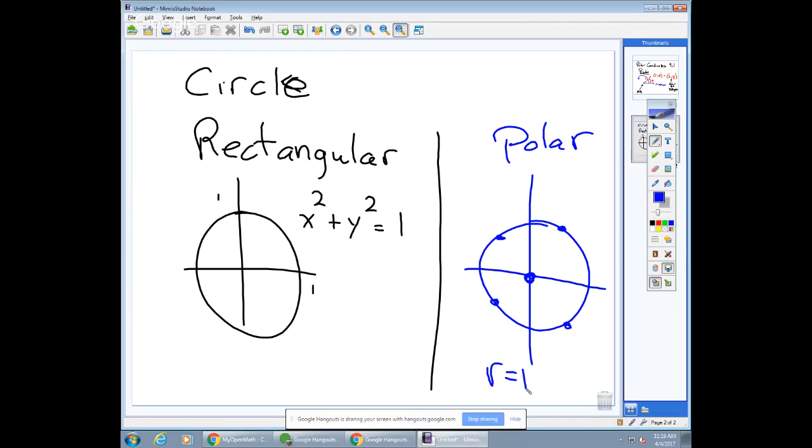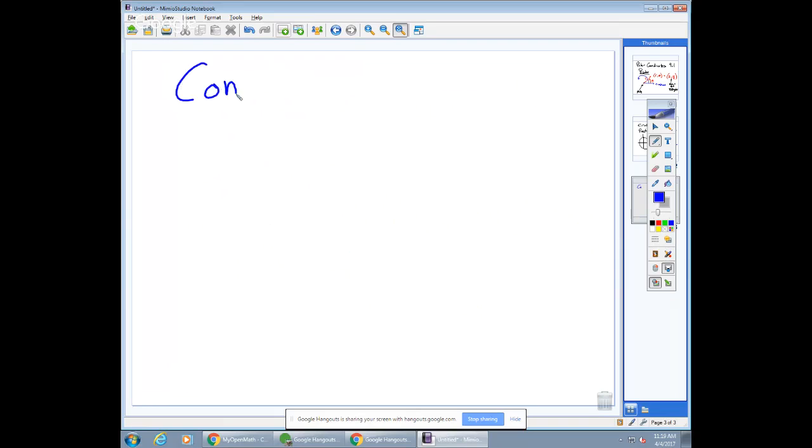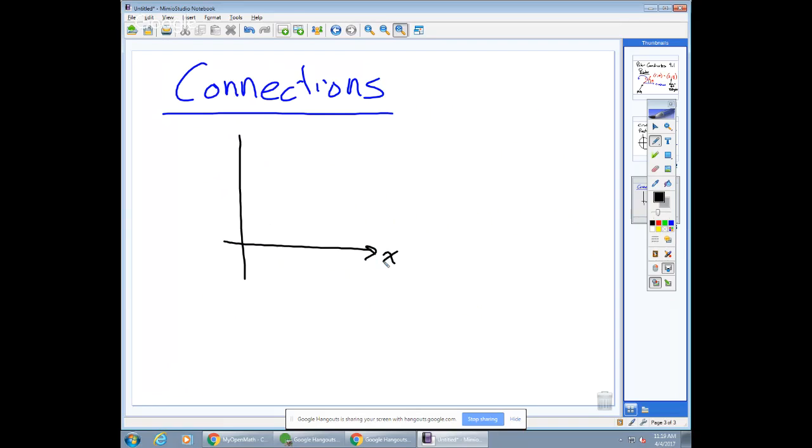So getting used to it, connections between the two. I'm just going to consider a picture where I'm going to superimpose rectangular and polar on the same picture. So in rectangular coordinates, I have an x-axis and I have a y-axis. And then I pick some point right here, let's say, and we would say, hey, that is the point x y. To get there, I go over x units and I go up perpendicular y units.